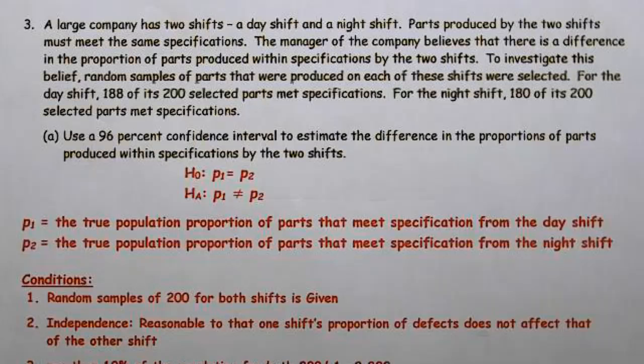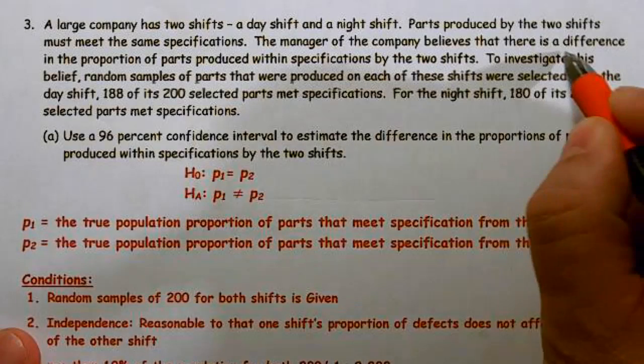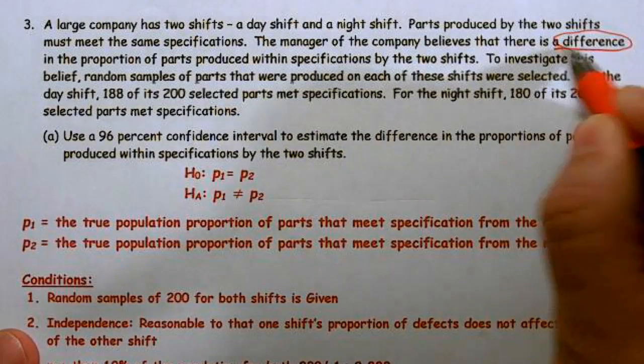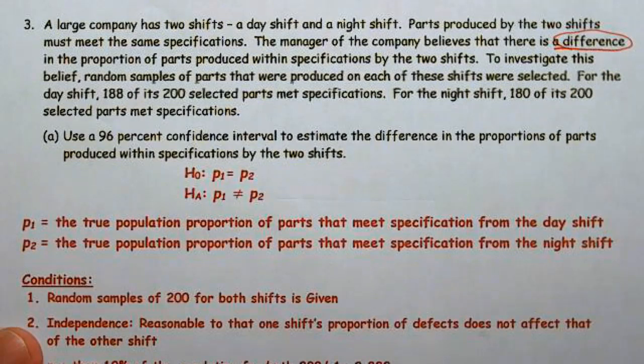All right, this is question number 3 from our exit ticket. A large company has 2 shifts, a day shift and a night shift. Parts produced by the 2 shifts must meet the same specifications. The manager of the company believes that there is a difference in the proportion of parts produced within the specifications of the 2 shifts. So that's a key word. I'm going to circle difference. We'll come back to it, see if we need it.